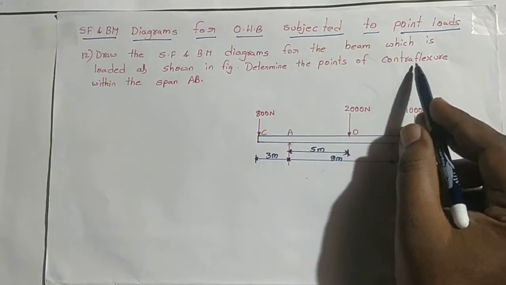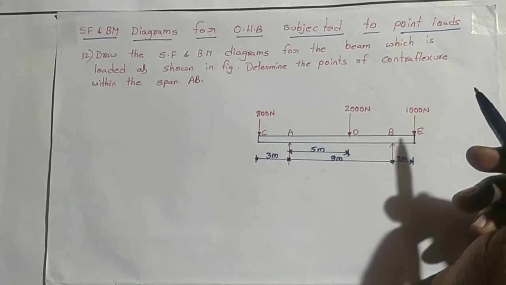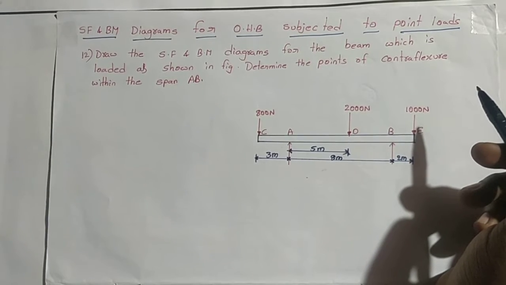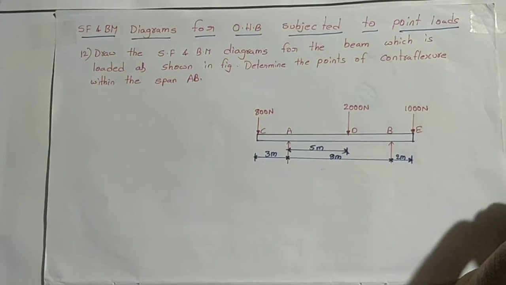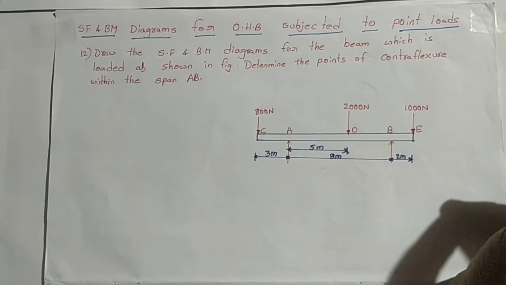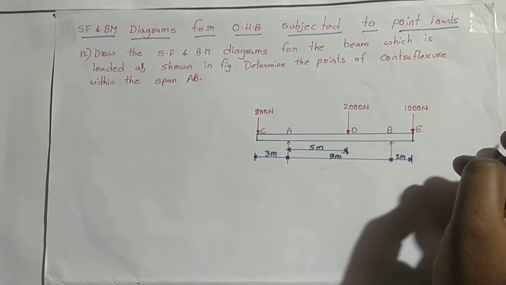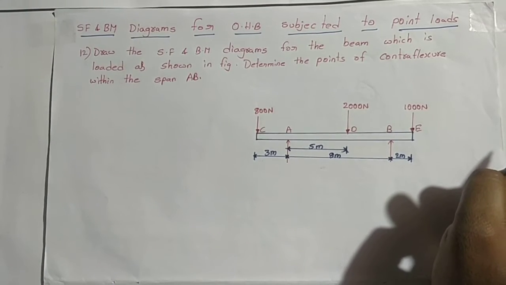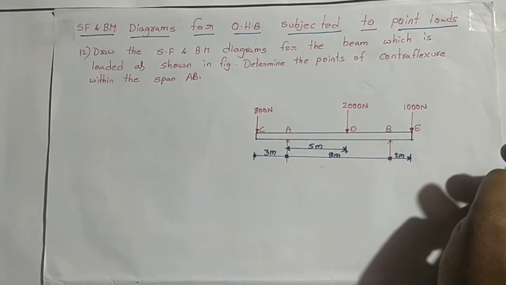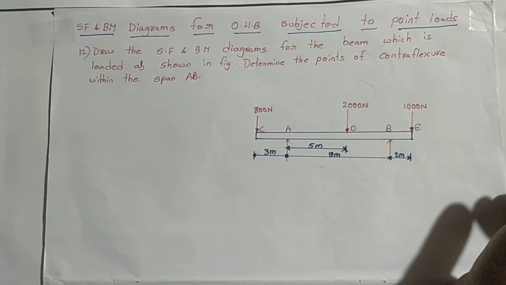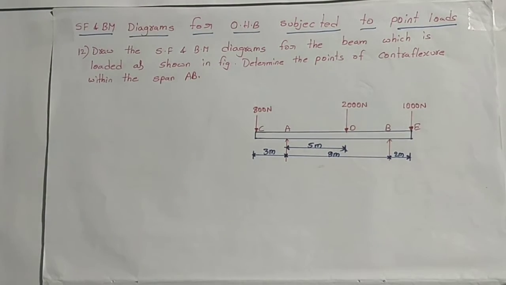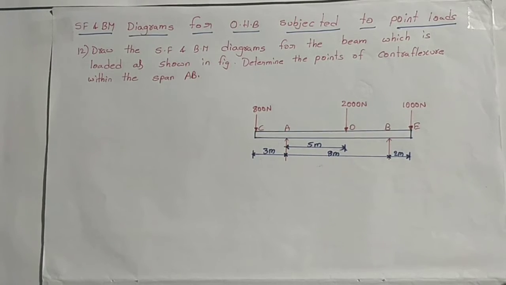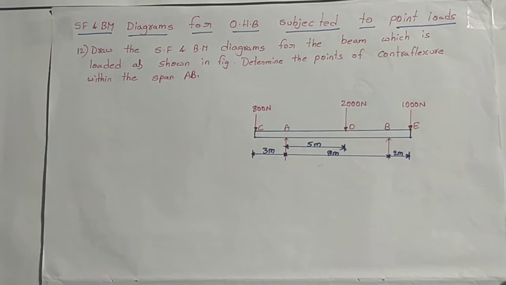the point of contraflexure. Point of contraflexure means the point on the baseline where the bending moment sign changes from negative to positive or positive to negative. At one point the bending moment value is 0. That point is known as the point of contraflexure. Now we need to draw the shear force and bending moment diagrams. After drawing the bending moment diagram, we need to locate the point of contraflexure.